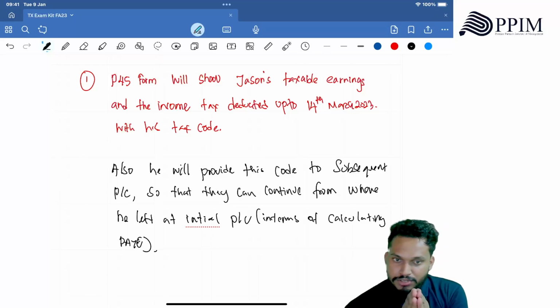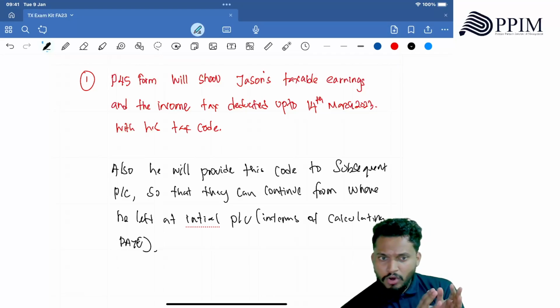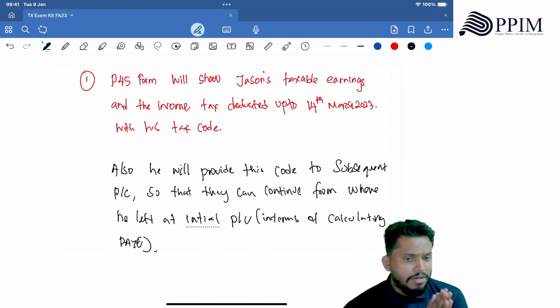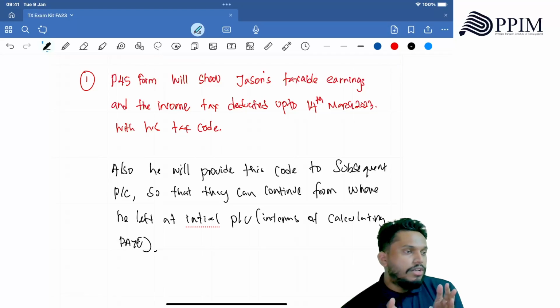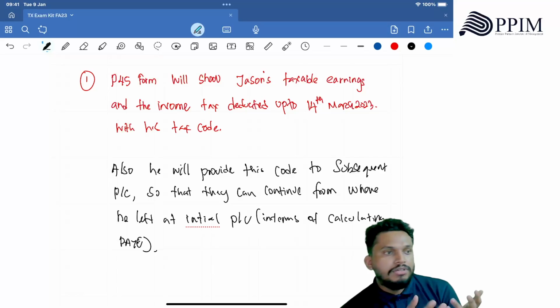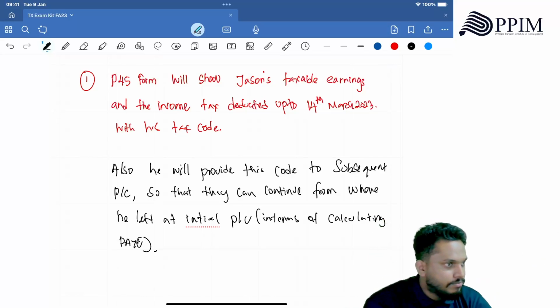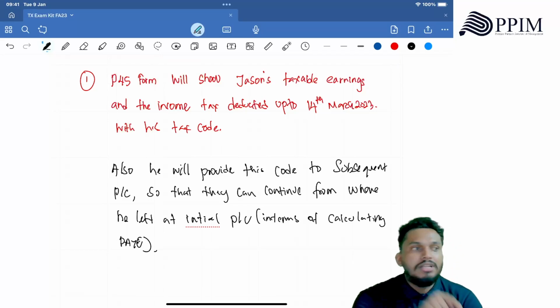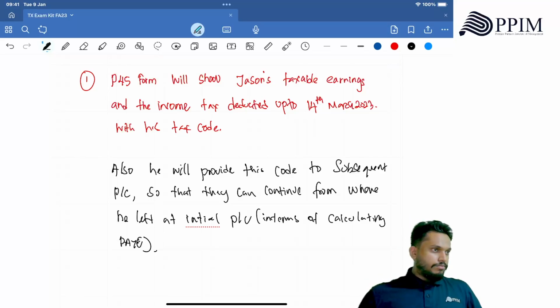So the P45 will show Jason's taxable income and how much has been deducted up until 14th March, along with his tax code. You will have to provide this to the subsequent PLC, so that it will be beneficial for them to continue from where he left off. From the date he joins, from that day they will continue paying him. So that will be your employment start date. You will understand this part if you have worked on payrolls before.